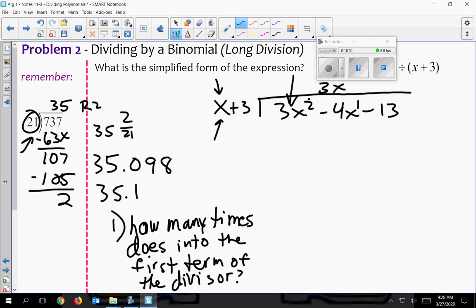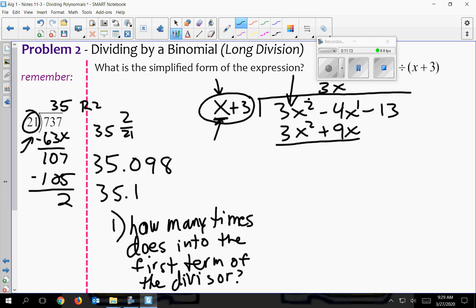I'm going to take this 3x I put up on top and distribute it to this and write my answer underneath. So 3x times x is 3x squared, and 3x times 3 is 9x. That's kind of tough. There are things you have to ask yourself and then be able to do. I'm trying to take this first term outside and make it exactly the same as what's inside. Just the first terms, okay?